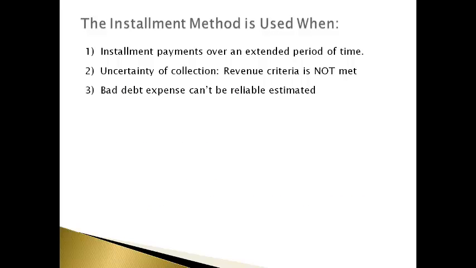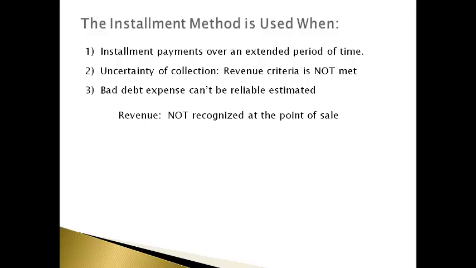You should also be able to report sales and cost of goods sold under both methods. The installment method is used when customers purchase goods and agree to make payments over an extended period of time. Paying over time may significantly increase the risk of collection, and revenue can't be reported when the goods are delivered if collection is not reasonably probable.